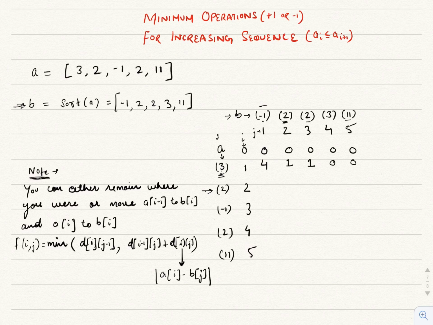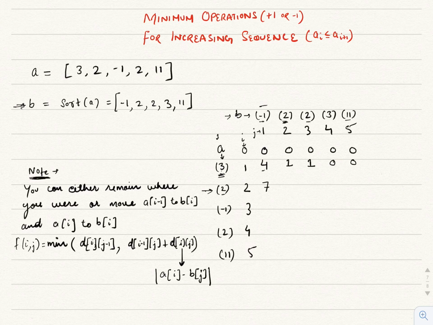Now let's look at the second row. For the second row, we have moved previously 3 to minus 1, which costs us 4 operations. Now we'll move 2 to minus 1 as well. So the total operation is going to be 4 plus the absolute value of 2 minus minus 1, which is 3. So total operation will be 7.